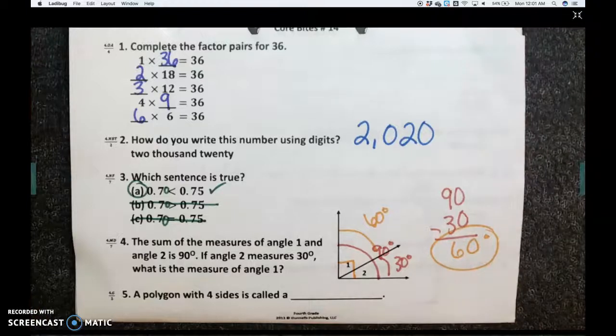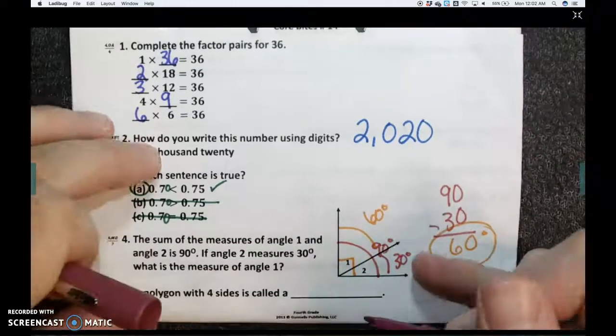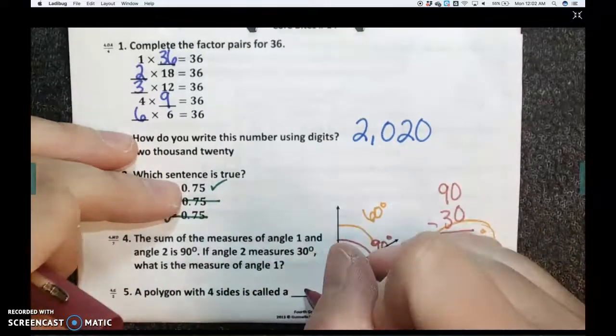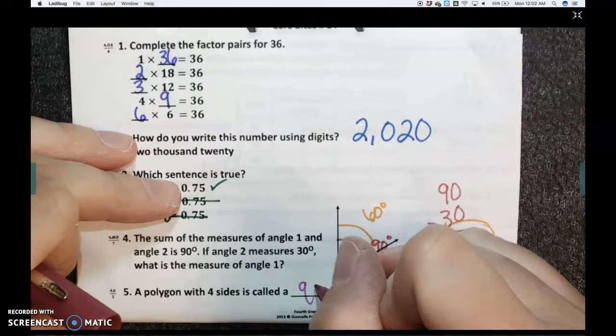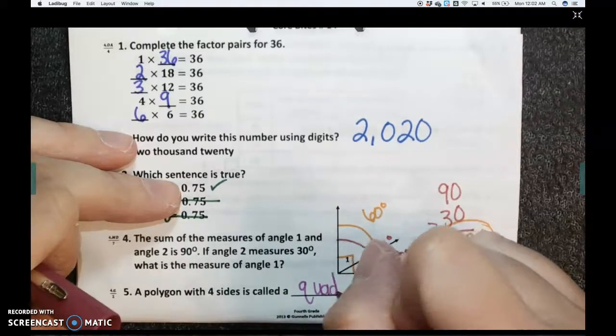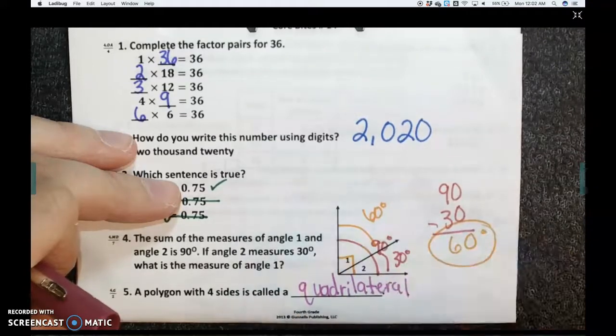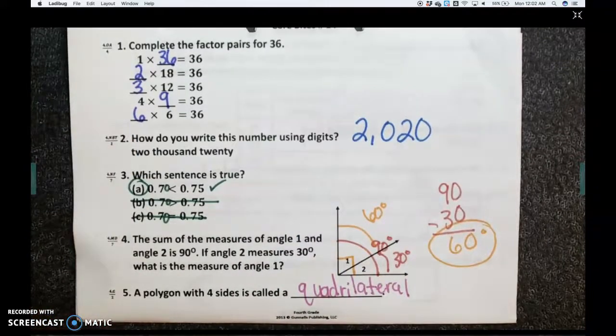For your last one, it says a polygon with 4 sides is called a blank. Okay, so any polygon, any shape with 4 sides is going to be called a quadrilateral. And if you know your prefixes for language arts, quad means 4.